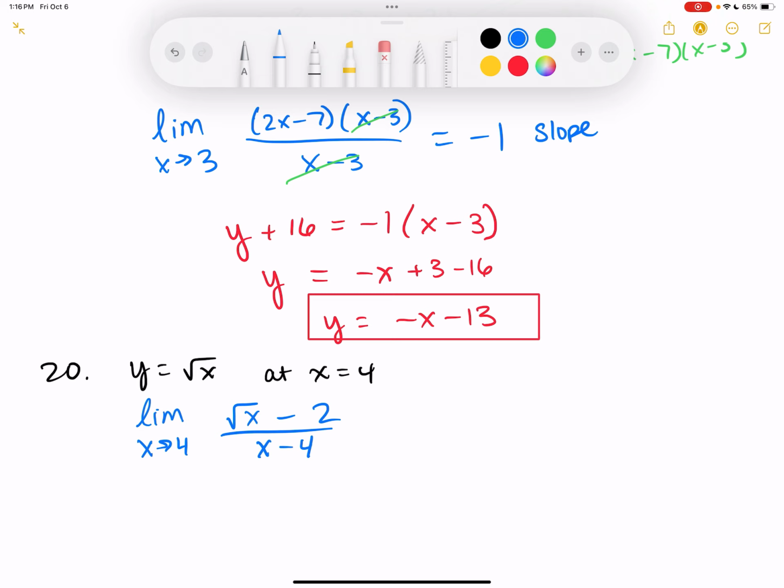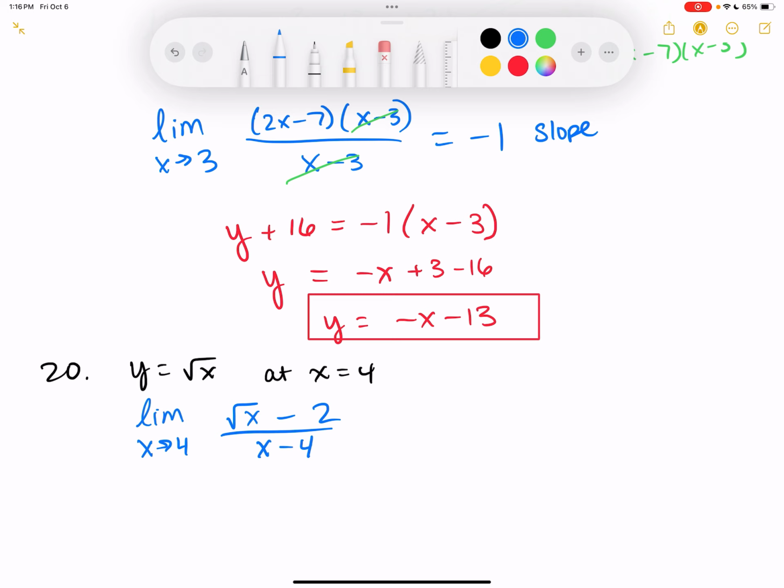How do I get from here to here? Ignore the numbers. Just how do you get from the square root of x to x? You square the square root. Square the square root. So now I have a difference of squares.